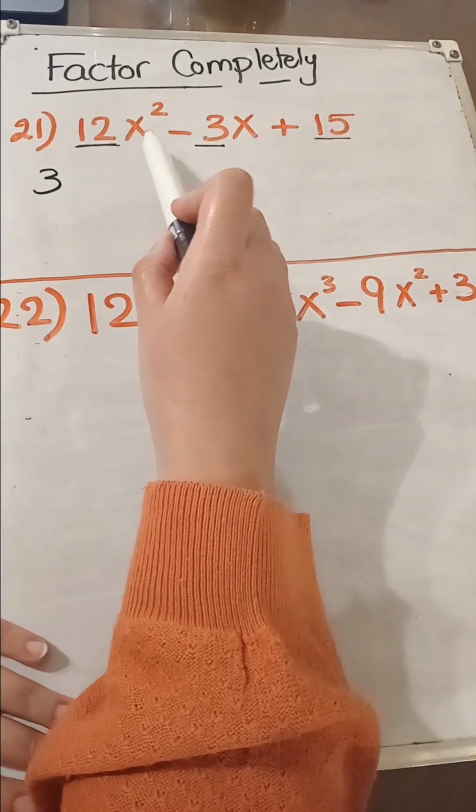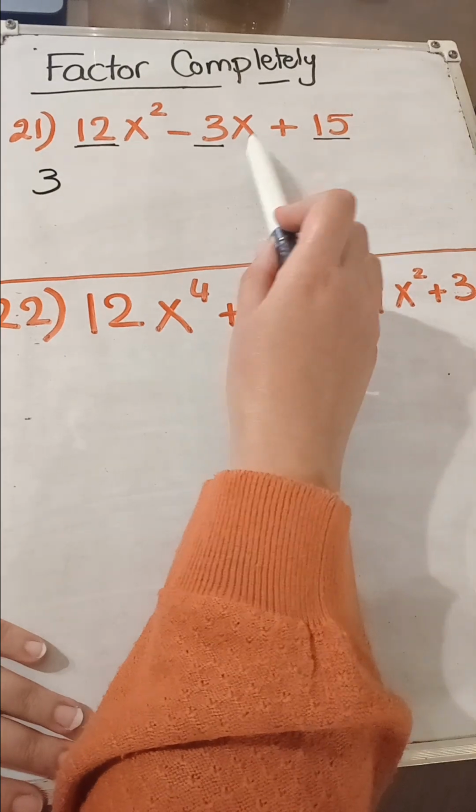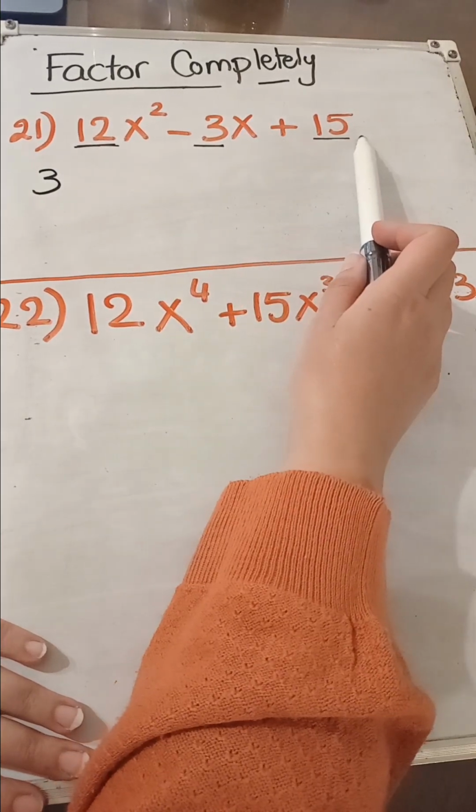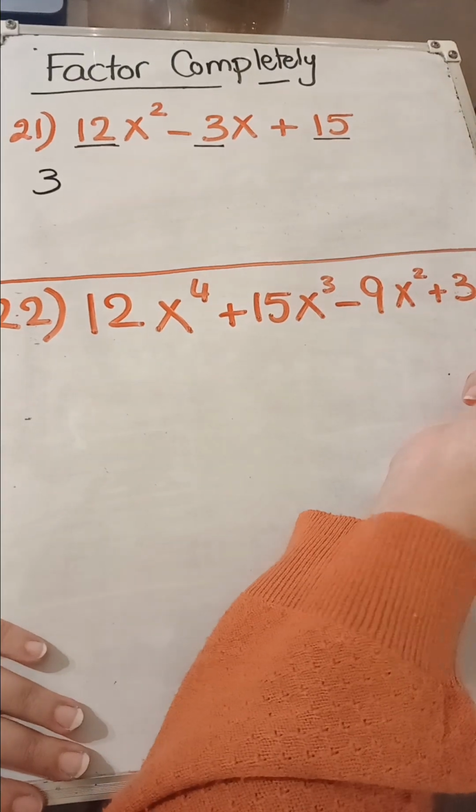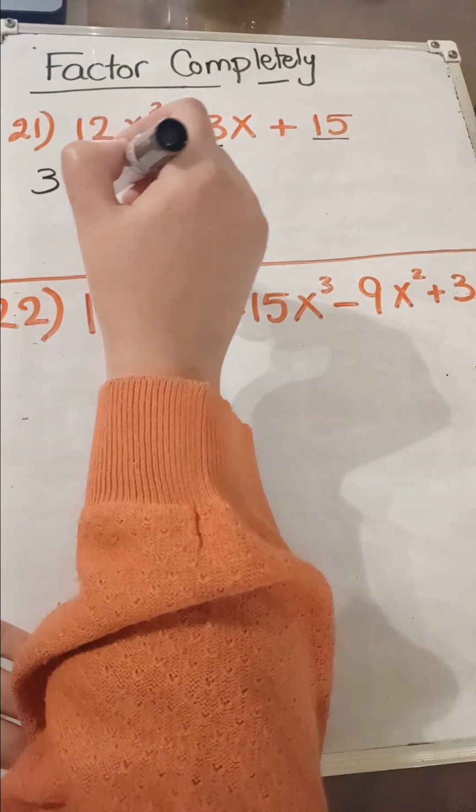Now we're going to look for the variables. Here I have x to the power of 2, here I have x, here I don't have x, which means I cannot take x as a common factor because it's not present in all terms. So 3 is my only common factor.